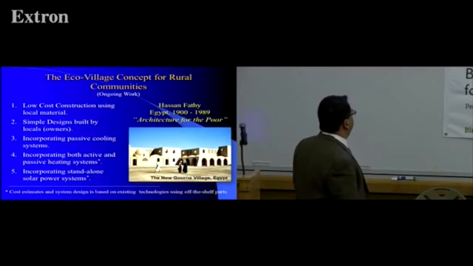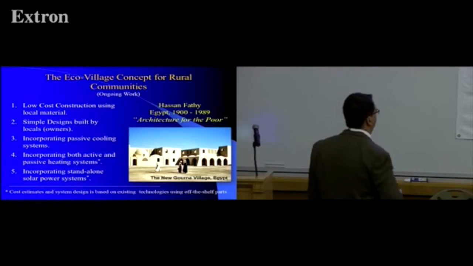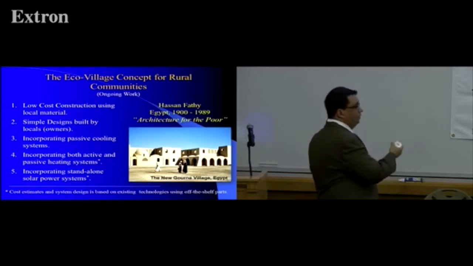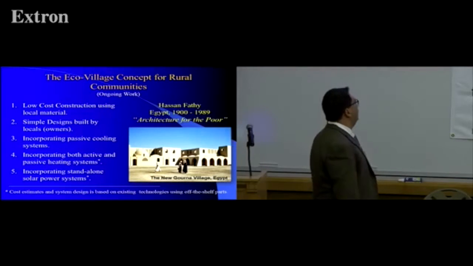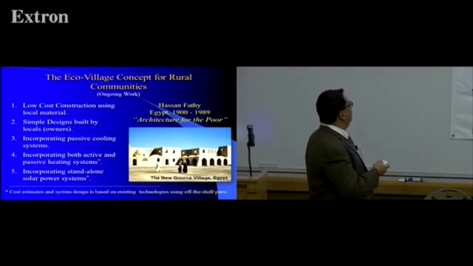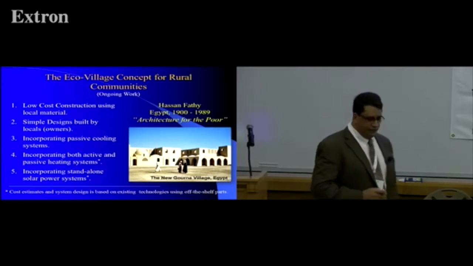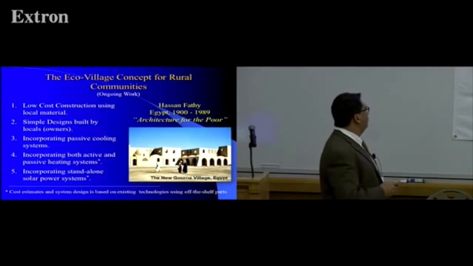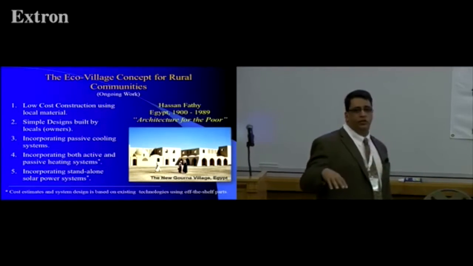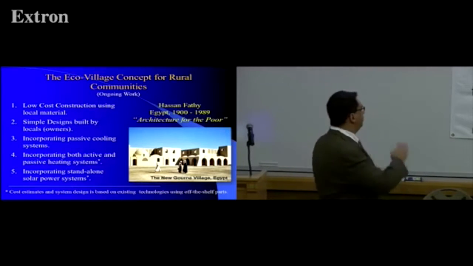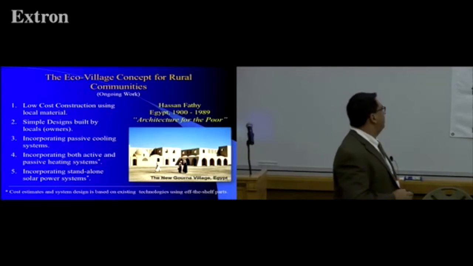So what he did is he basically designed different structures, and he actually built different structures in Egypt and even here in the US and in New Mexico, using mud brick construction techniques, like what we see here in this village in Egypt. It's called the New Gorna. And actually, the New Gorna is considered by UNESCO a heritage site that needs to be preserved because of the architecture and sustainable architecture that it has.